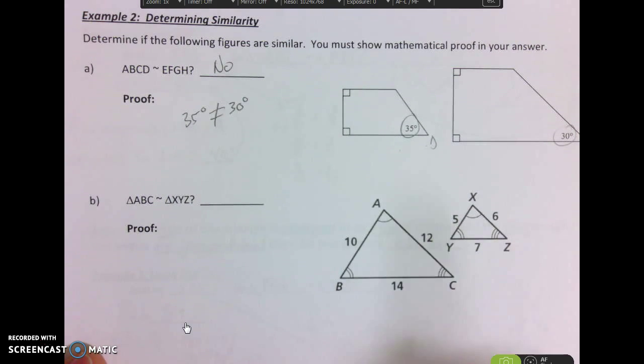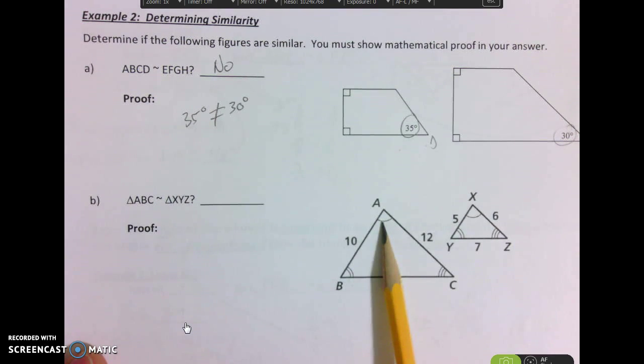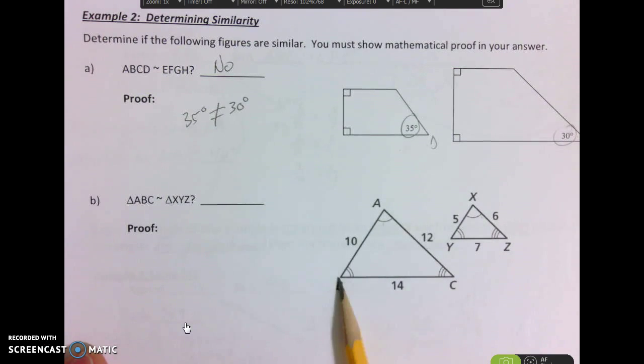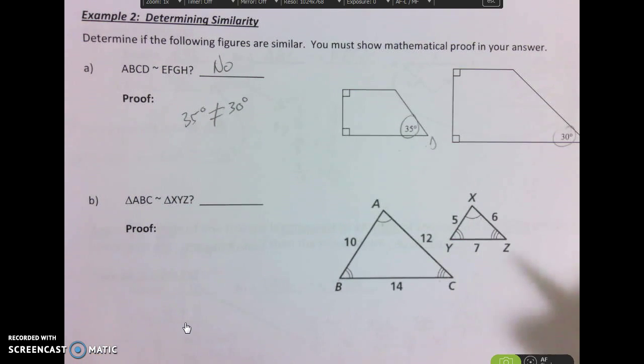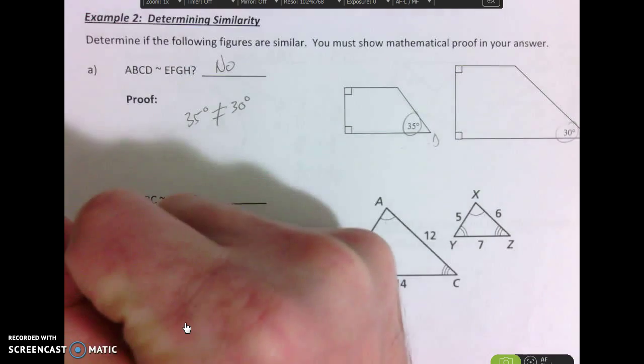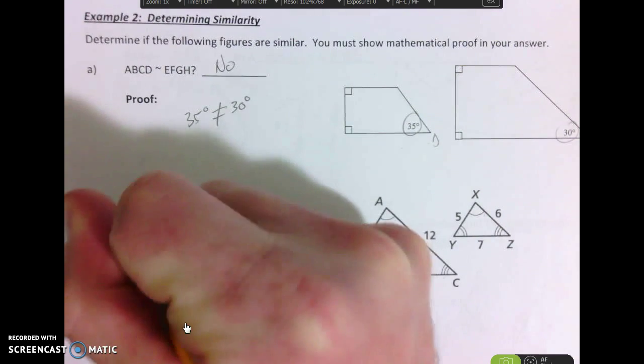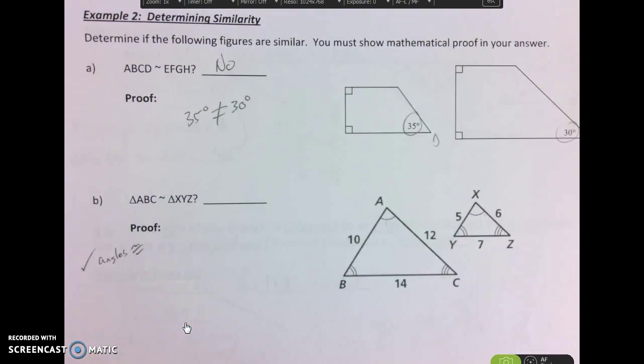So if I look at this one, the angles are covered. We have A is congruent to X, B is congruent to Y, and C is congruent to Z. So I know all of those angles are congruent, so okay, angles congruent, check. We're good there. Now let's check if the sides are proportional.